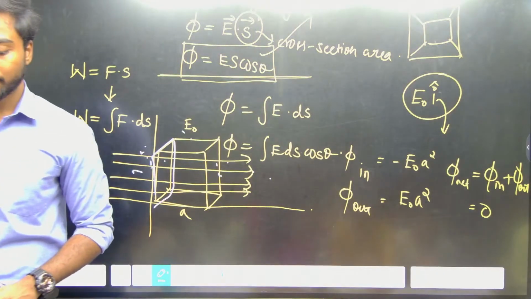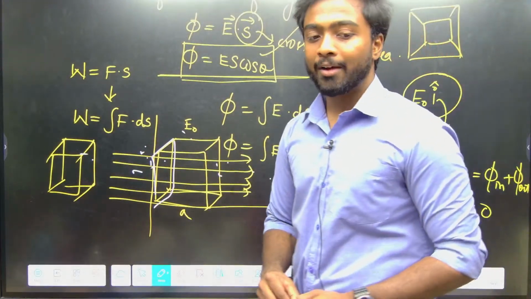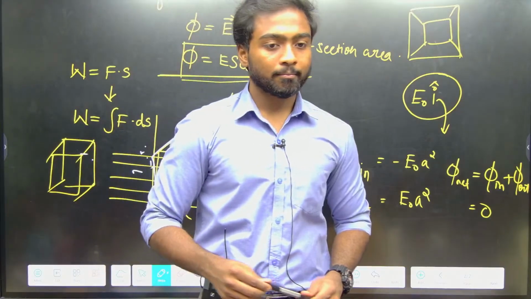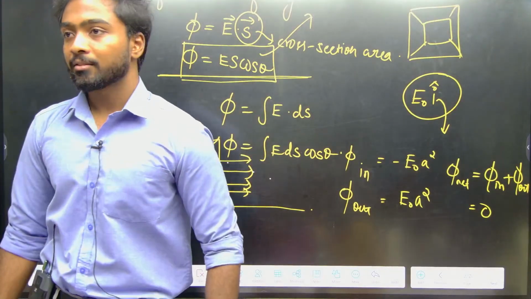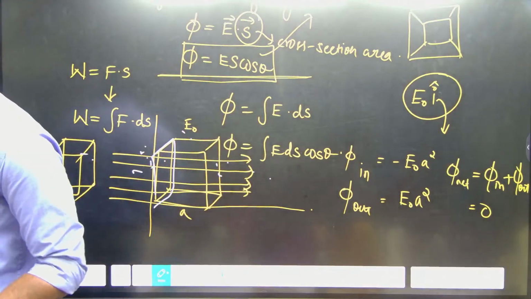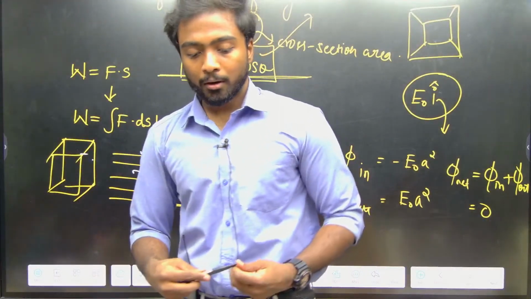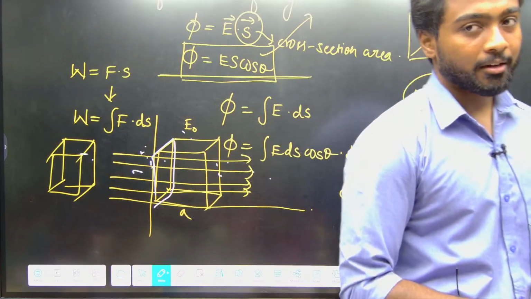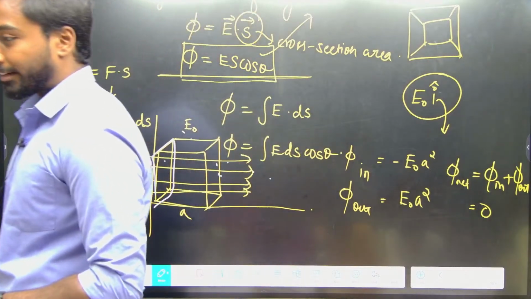Write down the next question. Find out the value of electric flux linked with a cube placed in a non-uniform electric field E naught x I cap.